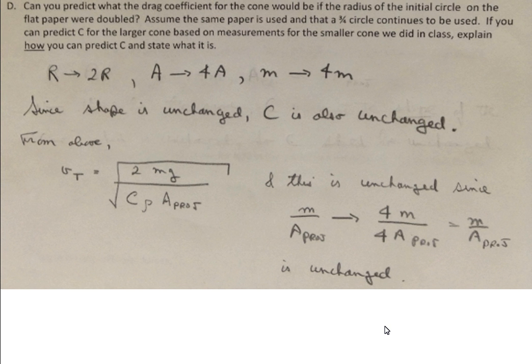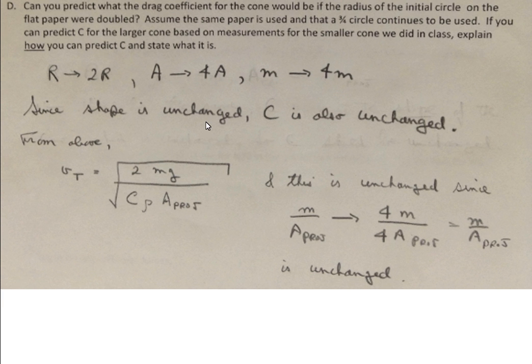Okay, last question. Can you predict what the drag coefficient for the cone would be if the radius of the initial circle on the flat paper were doubled? Okay, so that would mean big R would go to 2R, which would mean that the area would be 4 times as big. Well, if the area is 4 times as big, that means the mass is going to be 4 times as big. But since the shape is unchanged, big C is unchanged.